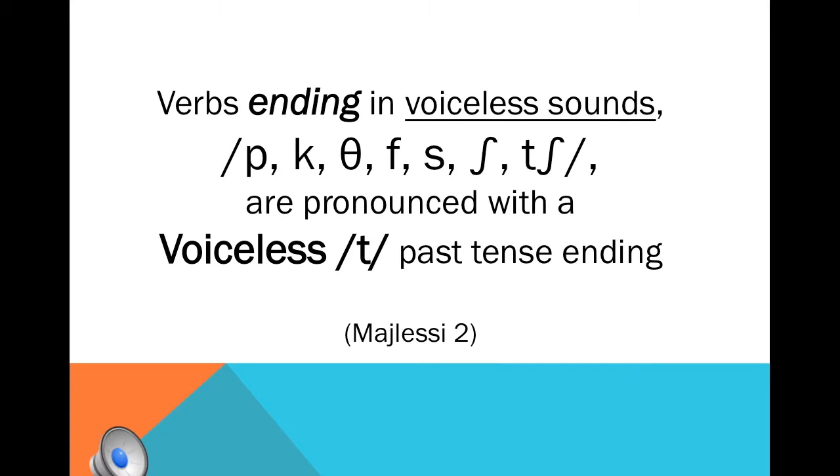Verbs ending in voiceless sounds p, k, th, f, s, sh, ch are pronounced with a voiceless t past tense ending. Not only is this t voiceless, but it is also unaspirated. This means that the t does not create an airflow outward from the mouth and that the tongue only gently makes contact with the alveolar ridge.